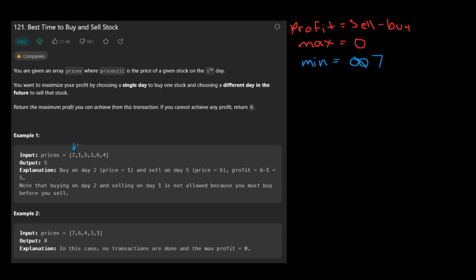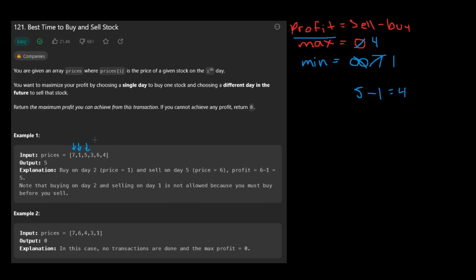Then on the next iteration, we would be on 1. We update our min again because 1 is less than 7. Now we go to the next number, 5. Well, 5 is not less than our current min, which is 1. So what we're going to do is use this formula here, which calculates profit as our sell price minus our buy price. Here we will be selling for $5 and we bought it for $1, which gives us a profit of 4. So that would be our new max.